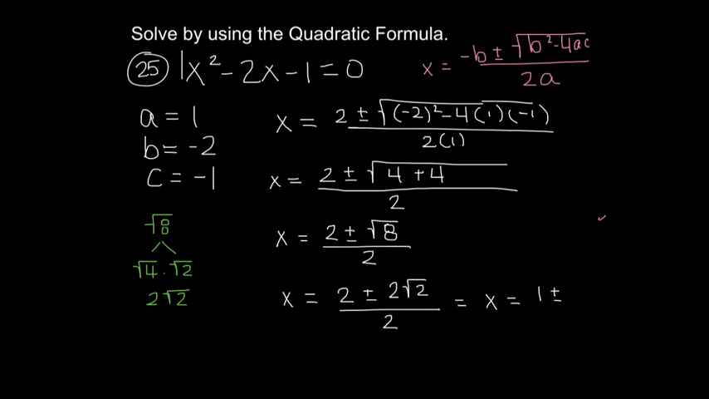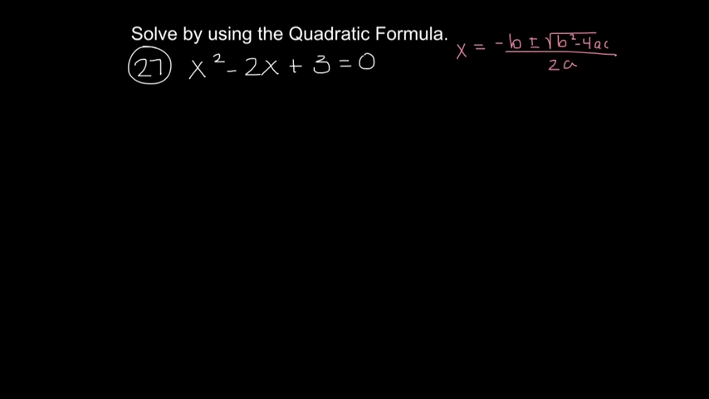This square root of 2, remember, that's not a 2. That's the square root of 2, which is 1 point something something. So I'm only interested in dividing by this 2. So 2 divided by 2 is 1, and I'm left with the square root of 2 all over 1.